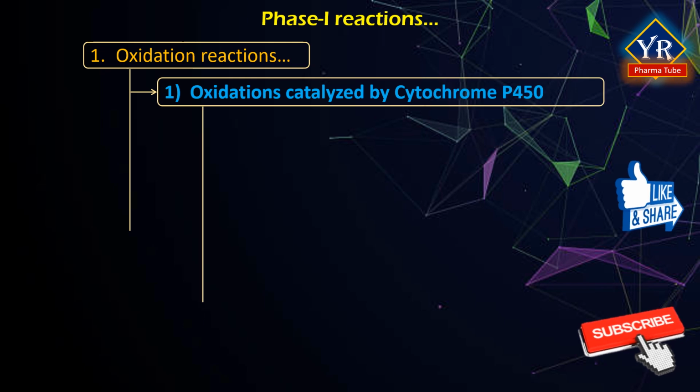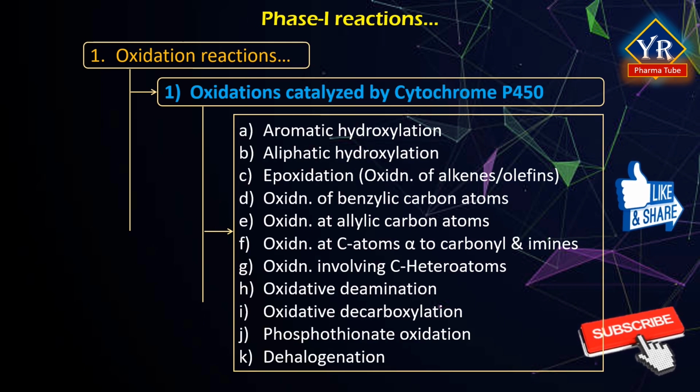The oxidations involving cytochrome P450 enzyme involve several reactions such as aromatic hydroxylation, aliphatic hydroxylation, epoxidation, oxidation of benzylic carbon atoms, oxidation at allylic carbon atoms, oxidation at carbon atoms alpha to the carbonyl and imine groups, oxidation involving carbon-heteroatom systems, oxidative deamination, oxidative decarboxylation, phosphothionate oxidation, and lastly, dehalogenation.